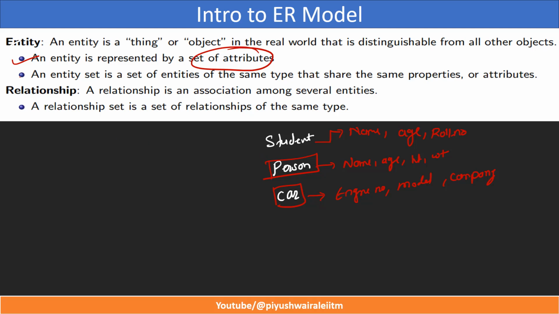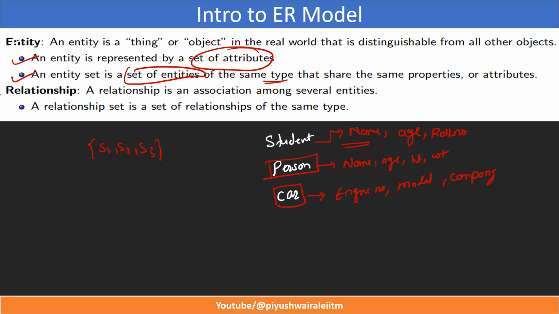Now what is an entity set? An entity set is a set of entities of the same type that share the same properties. If we consider a set of students, say for example S1, S2, S3, these are three different students, but they share the same properties like name, age, roll number. Then we can say students is an entity set.